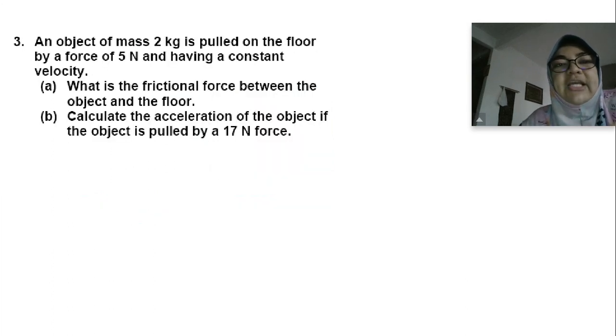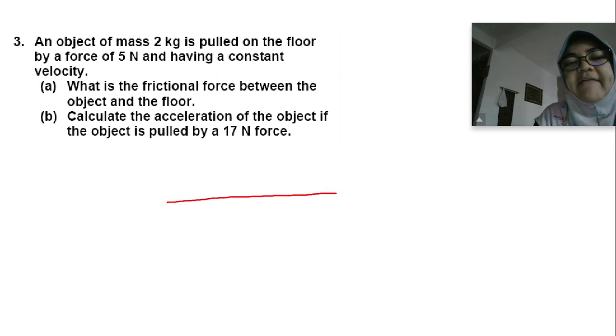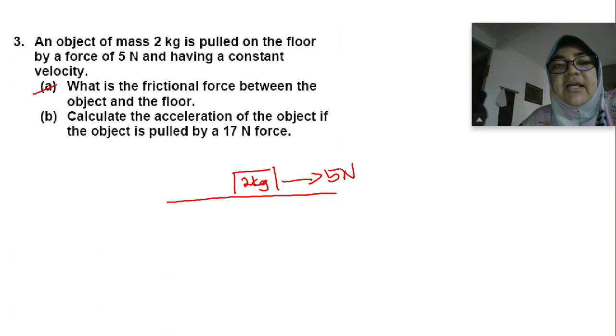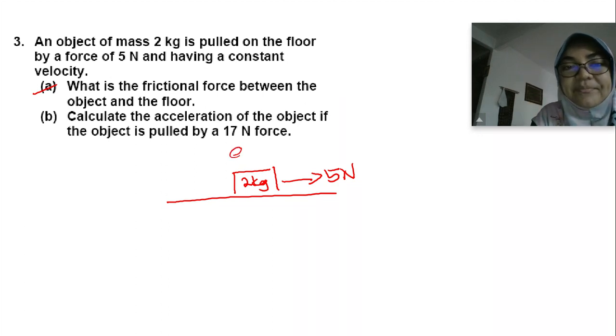Okay, so let's look here. An object of mass 2 kg is pulled on the floor by a force of 5 Newton and having a constant velocity. A. What is the friction force between the object and the floor? So now we have an object, 2 kg, being pulled by a force of 5 Newton. Let's look at A, the frictional force. Having constant velocity, when an object is moving with constant velocity, the acceleration is 0.